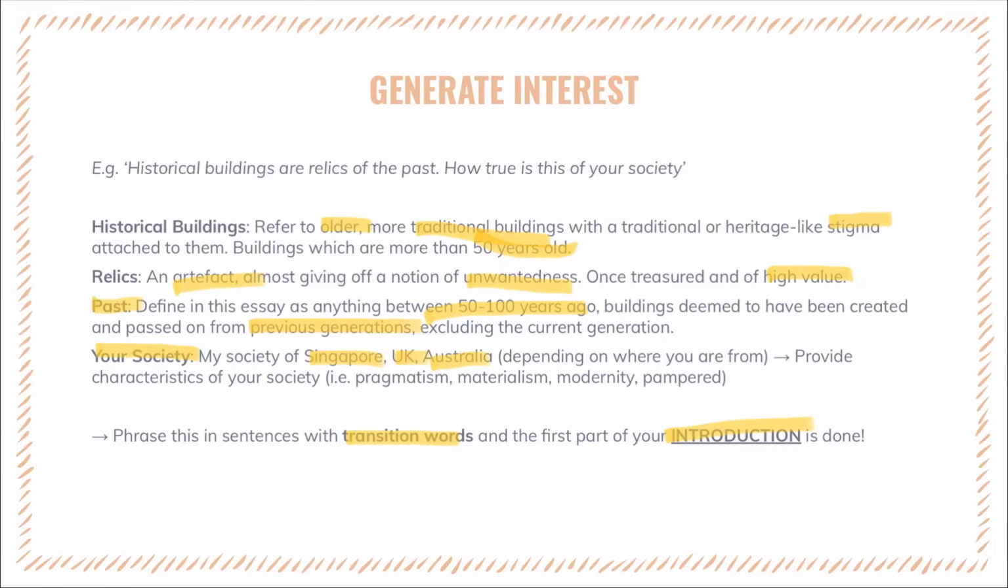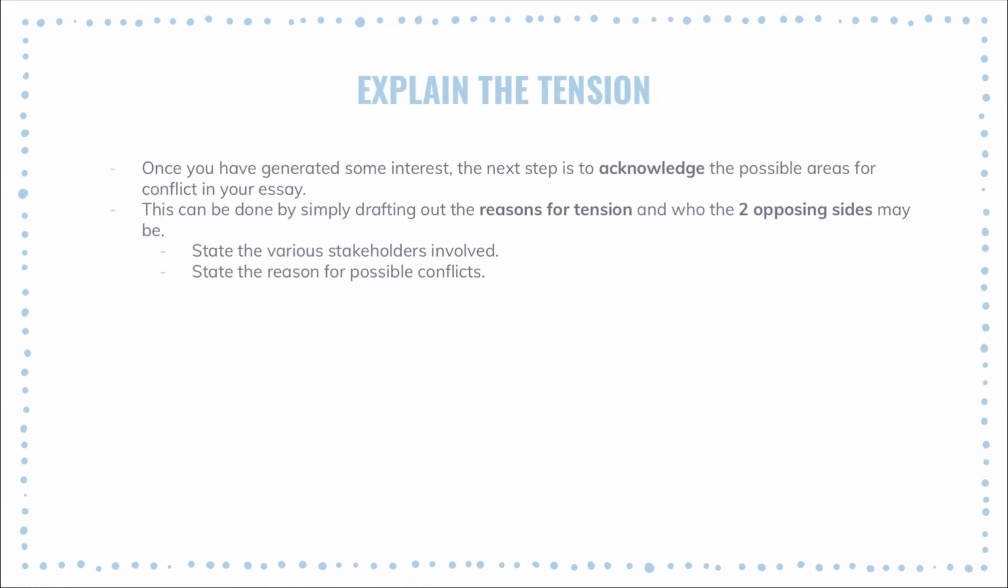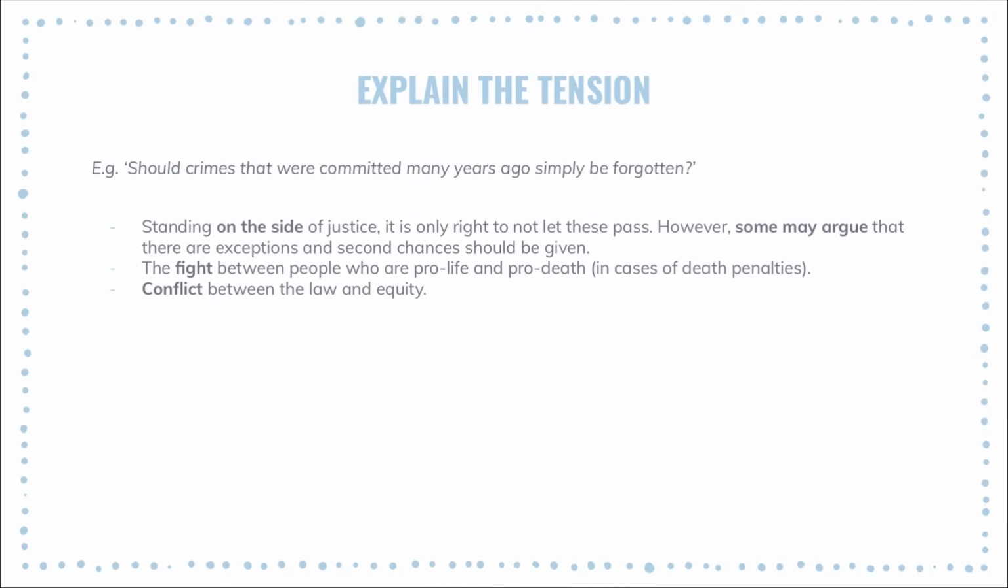Alright, moving on. Explain the tension. Once you have generated some interest, the next step is to acknowledge the possible areas for conflict in your essay. This is very simple: just state, explain and acknowledge that there are possible rooms whereby different types of people could clash against one another because of the question. This can be done by drafting out the reasons for tension and who the two opposing sides may be. Simply state the various stakeholders involved, as well as the reason for the possible conflicts. I'll give you an example.